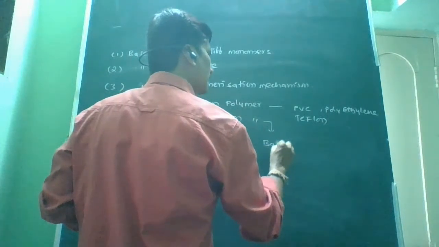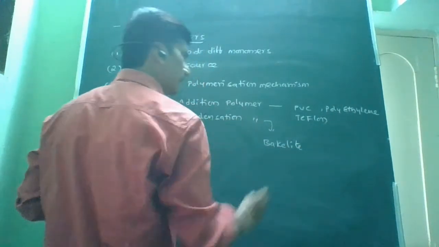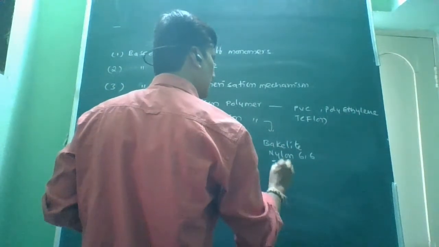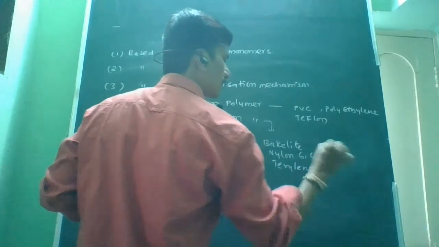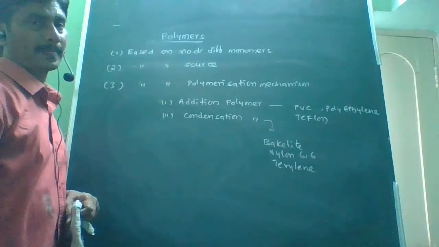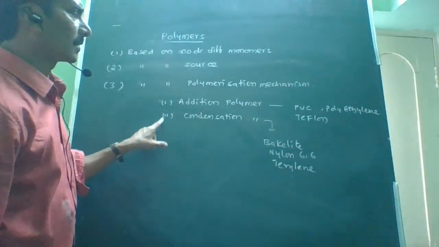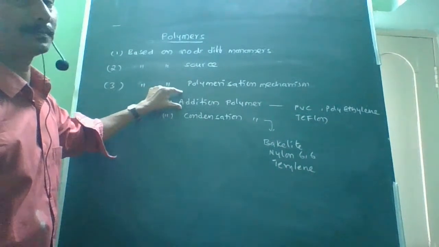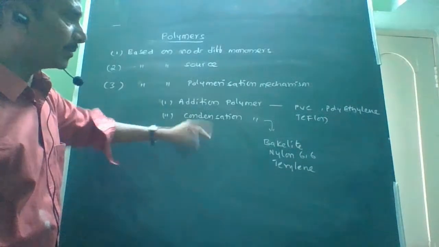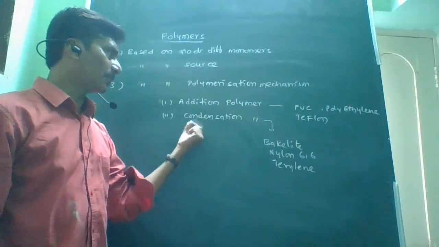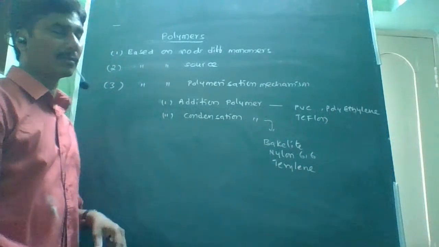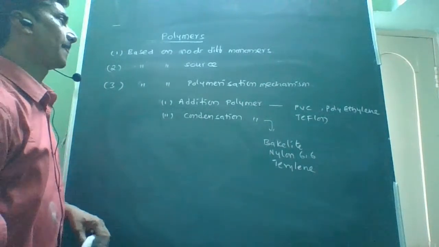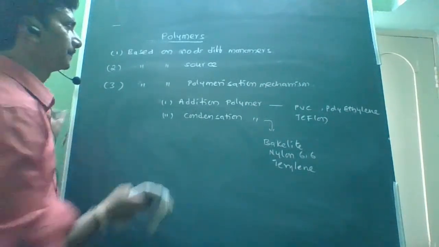Examples for these are bakelite, nylon 6,6, terylene. These come under the condensation polymers. Where addition and elimination processes occur, those polymers come under the condensation polymer: bakelite, nylon 6,6 and terylene. It is the third type of classification.